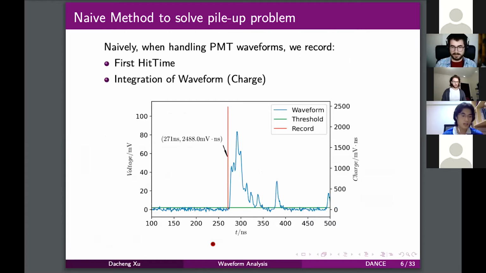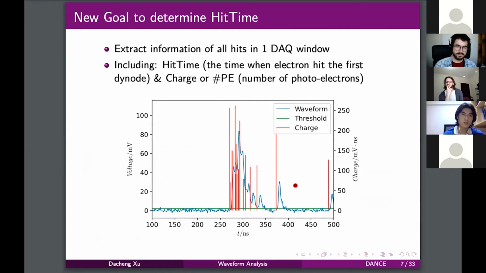Naively, when we handle a PMT waveform, we will record the first hit time according to the threshold and the integration of the waveform. So one waveform is converted to a pair of numbers, and we lose some detailed information of the waveform. So our new goal is to extract all detailed information in one waveform. The information we extract includes a sequence of hit times and charges, or the PE number.